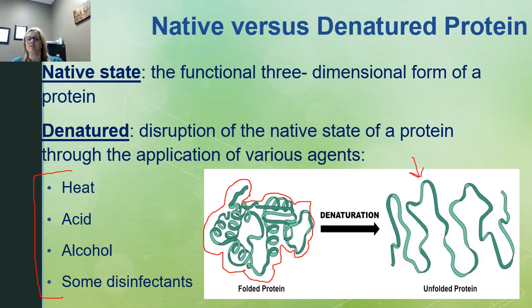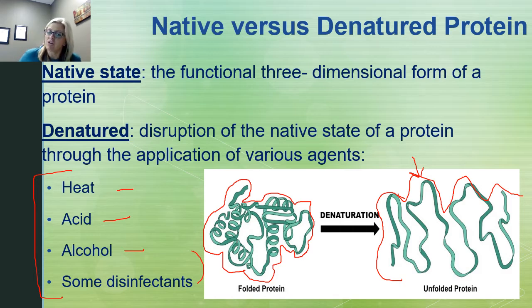All right. And so you can see that this no longer has the same shape. I mean, this is a very different shape here. Okay. So it's not going to function anymore. Most of the time, denaturing is permanent. So if you add heat, if you change the pH too much, too high, or too low, it doesn't have to just be acid. Alcohol, even some disinfectants can denature a protein. That would be a good thing if we're trying to kill bacteria, right? But a bad thing if it's happening to our cells.